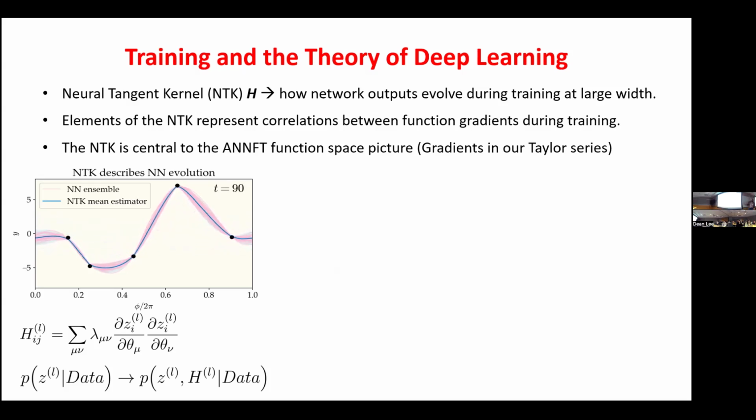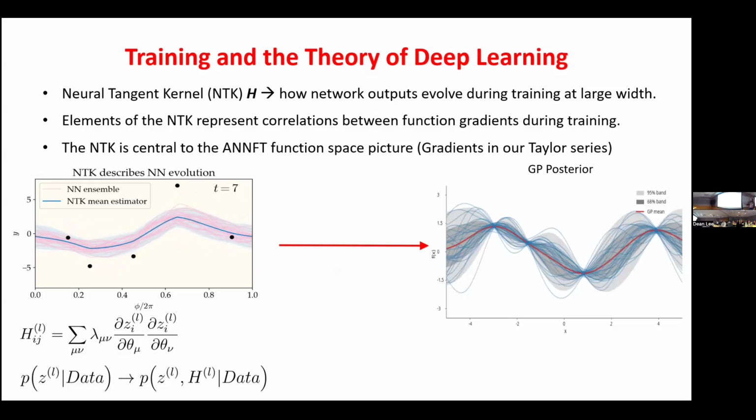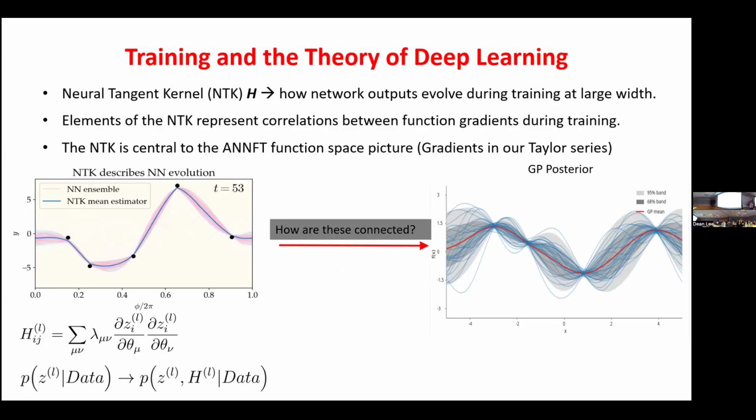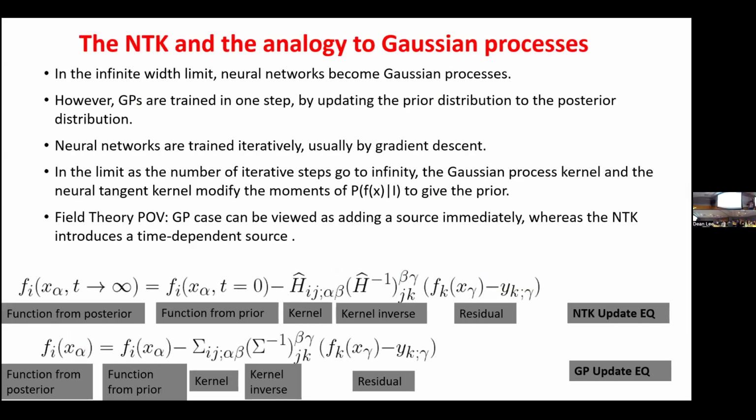So over here we have a graph where it's basically just doing regression through the NTK and finding a solution from this, and then comparing it to an ensemble of networks here. And that looks very similar to our Gaussian process picture from before when we update according to a posterior. So what's the relationship there? Well, in the infinite width limit, we get neural networks that act like Gaussian processes. The difference being, though, GPs are trained in one update step, whereas neural networks are iteratively done by gradient descent.